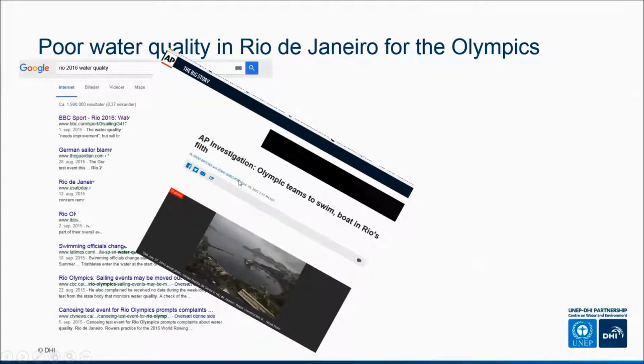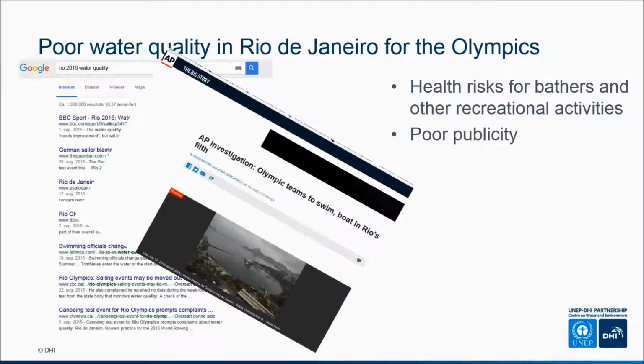The Associated Press made an investigation, and that gave very poor publicity for Rio de Janeiro and the Olympic Games.